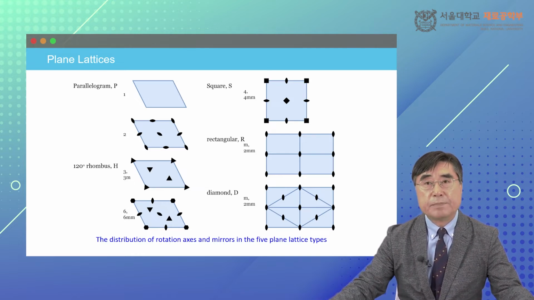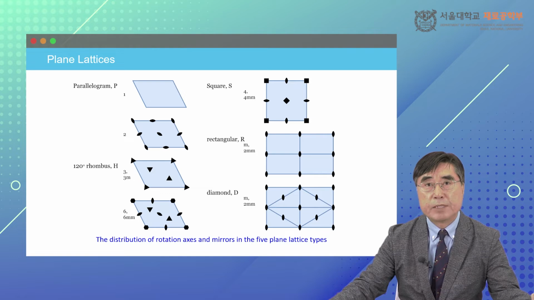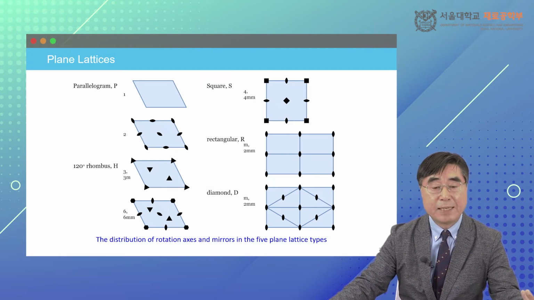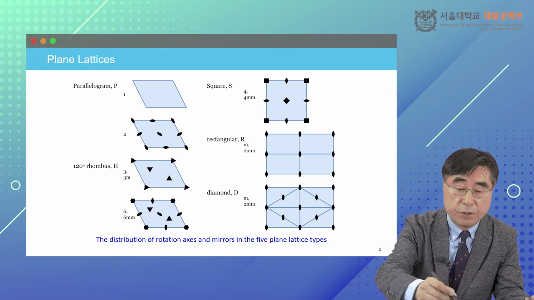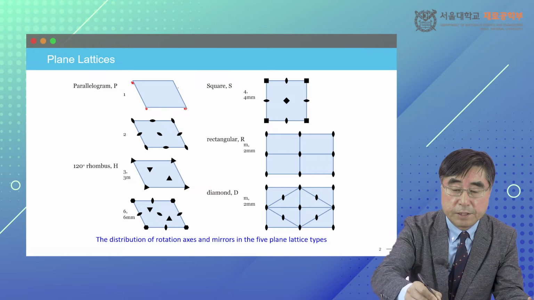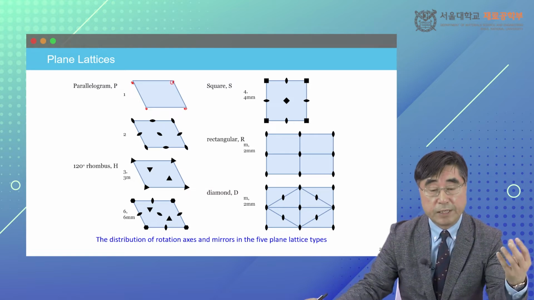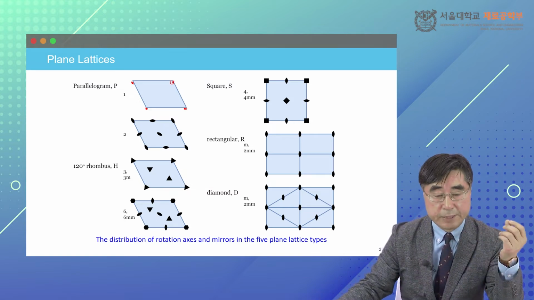Basically, the last time I explained to you the two-dimensional plane lattices, starting with one-fold symmetry, which is the parallelogram. In this case, we know that the lattice points are here, here, here, here, but there is no symmetry around the lattice point.